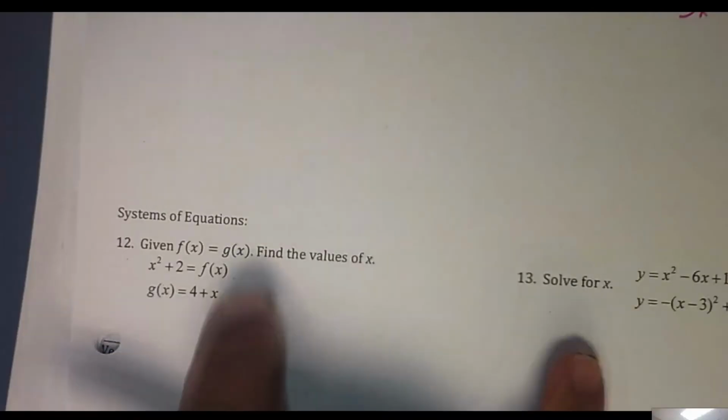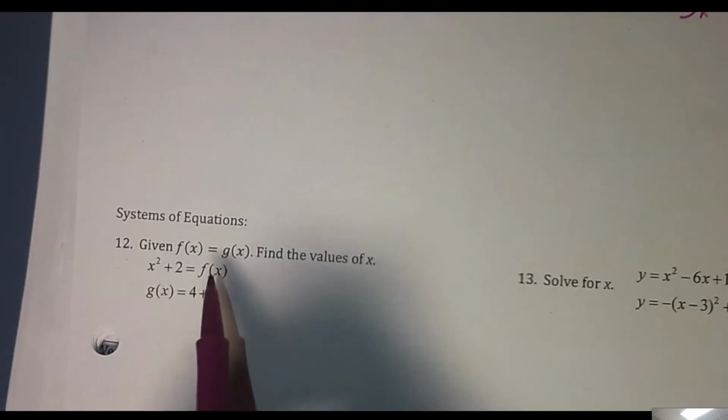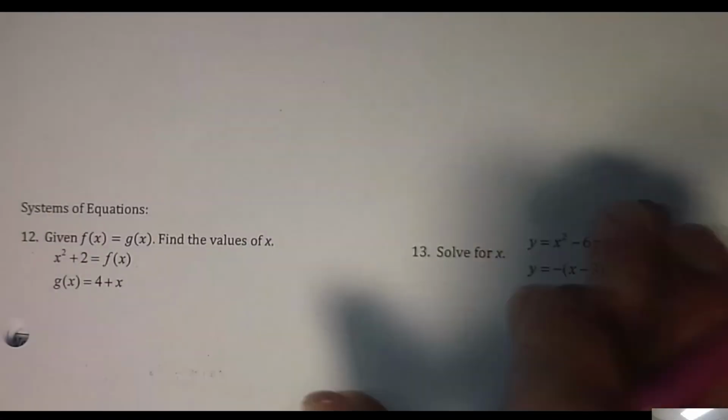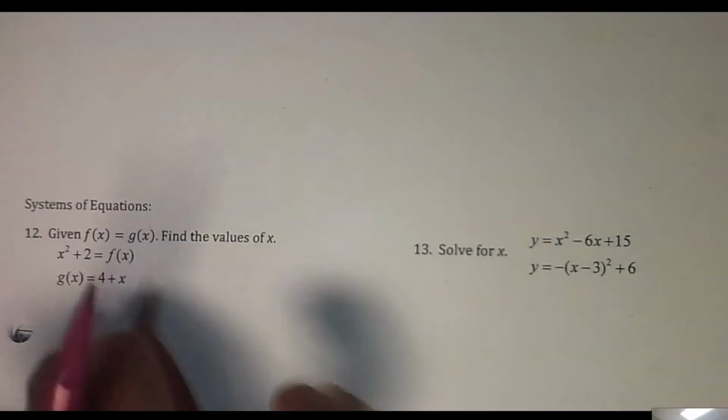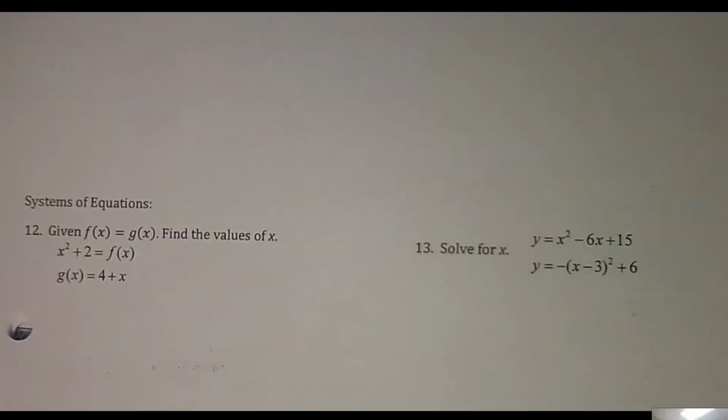System of equations, I guess you choose how you want to do this. You can set this equal to this. You can use your graphing calculator. And then the same thing here. These are systems. So y1, y2, y1, y2. And then you don't have to do 14 right now. And that's it.